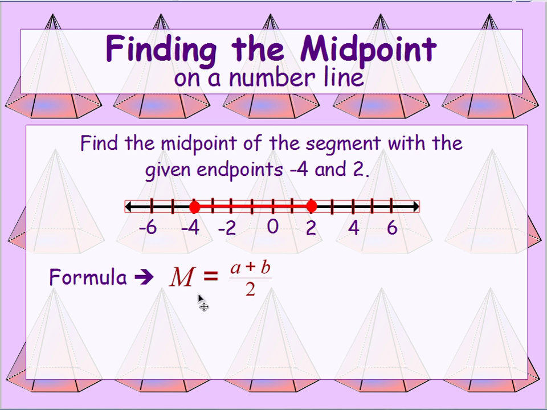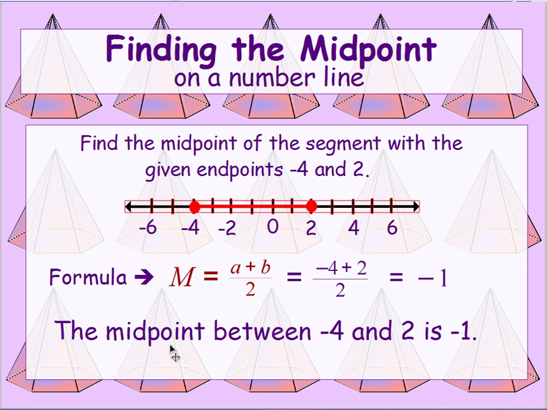So here's our official formula. The midpoint is equal to a plus b all divided by 2, where a and b are our two endpoints. We're going to find the average of -4 and +2. So when I add -4 and 2, I get -2, and when I divide that by 2, I get -1. So the halfway point or midpoint between -4 and 2 is -1. And if you look up here at our picture, -1 is definitely halfway between -4 and +2.